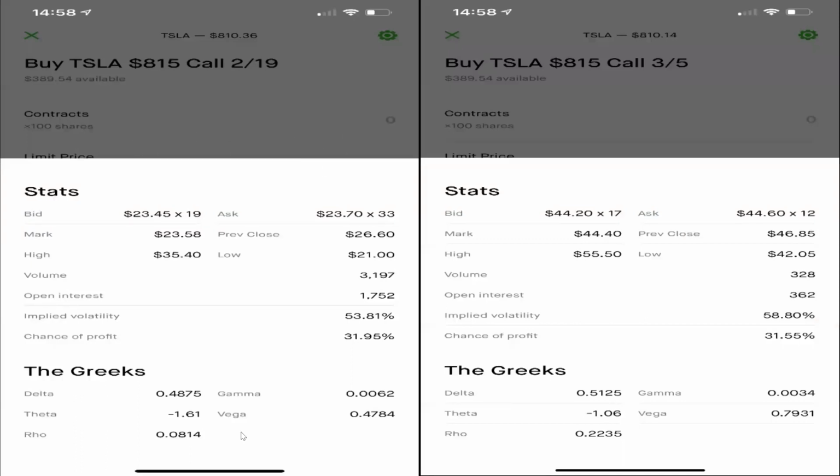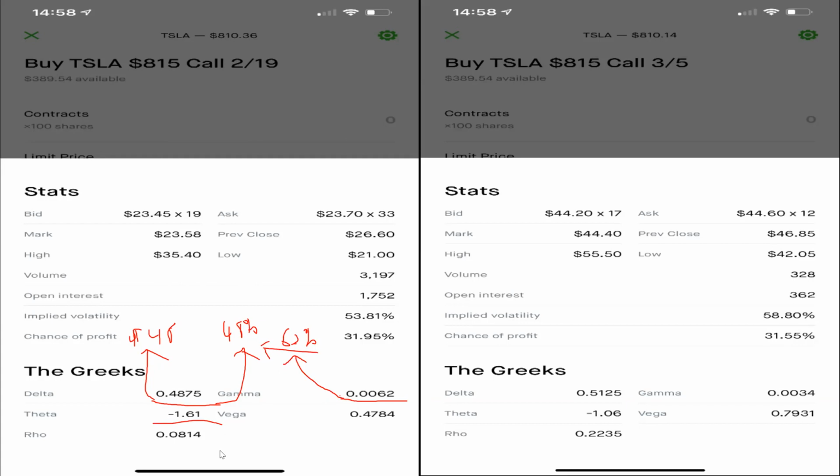So let's take a look at Tesla's contracts again. Now we know that this contract is going to go up $48 for every $1 the underlying asset rises. We also know that it has a 48% chance of going in the money on that expiration date. And we also know by the gamma here that it's pretty volatile, but we're looking at about a 62% chance that it doesn't. Now let's take a look at the theta here.